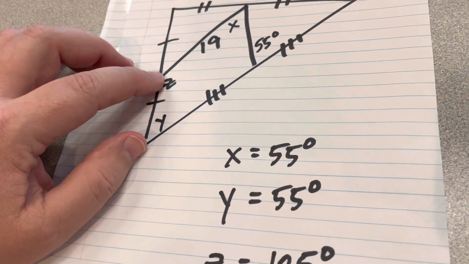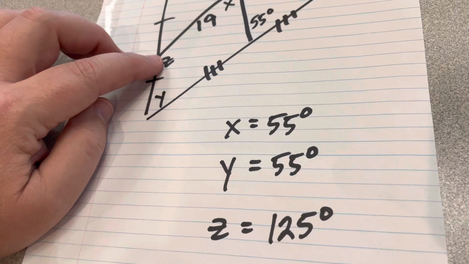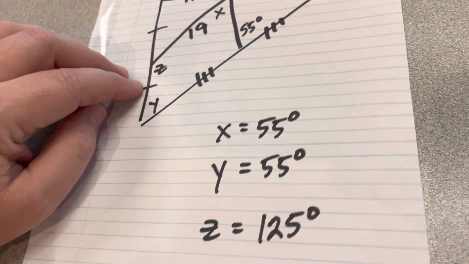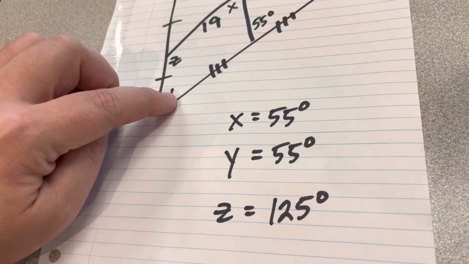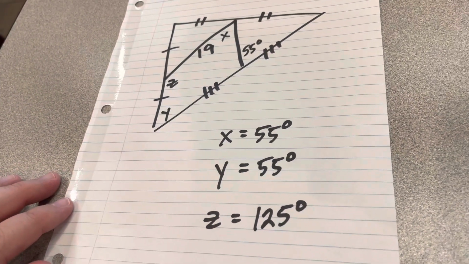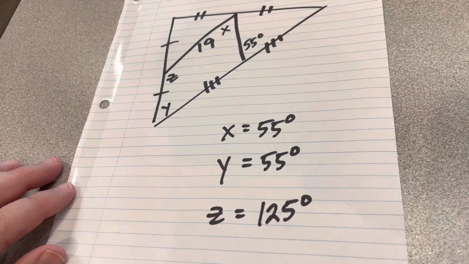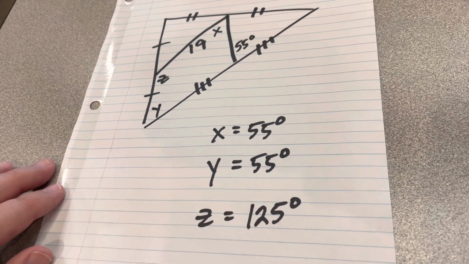And then this Z has to be supplementary to this. So that's like same side interior angles. So if you have two parallel lines and a transversal here, then the two interior same side angles are going to be supplementary. So since Y is 55, Z has to be 125. So that's a little bit with angles.